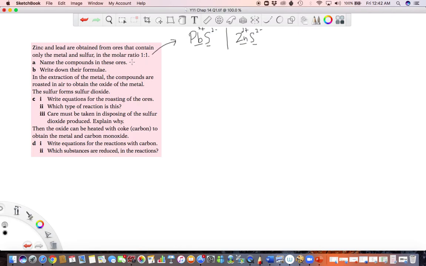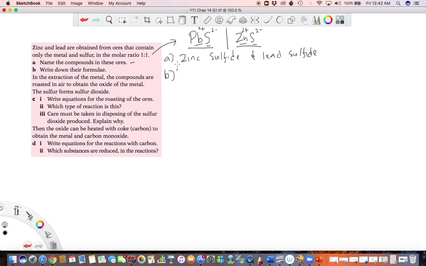So name the compound in these ores. The compounds are lead sulfide and zinc sulfide. That would be the answer. Write down the formula. There you go. I've written it down. Oh, when they say name, you're supposed to spell it out, and you can't write the chemical formula. So for A, the answer will be zinc sulfide and lead sulfide. Okay.